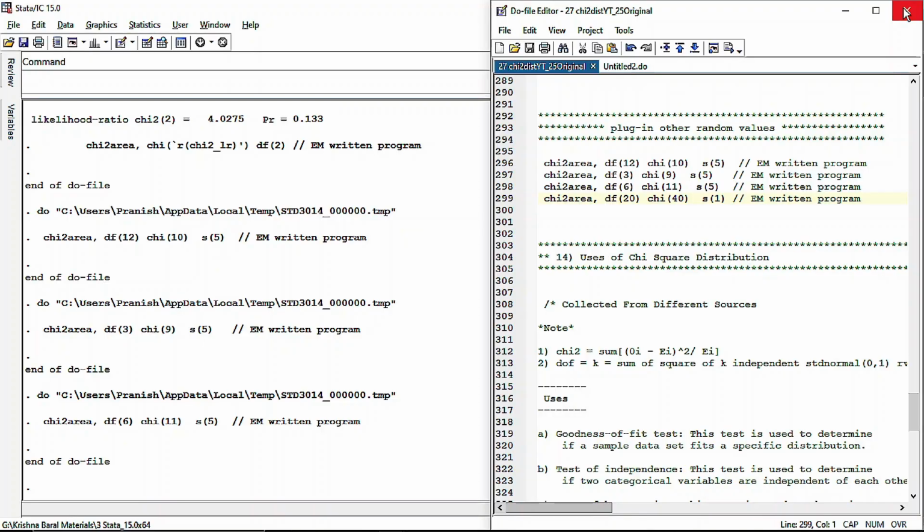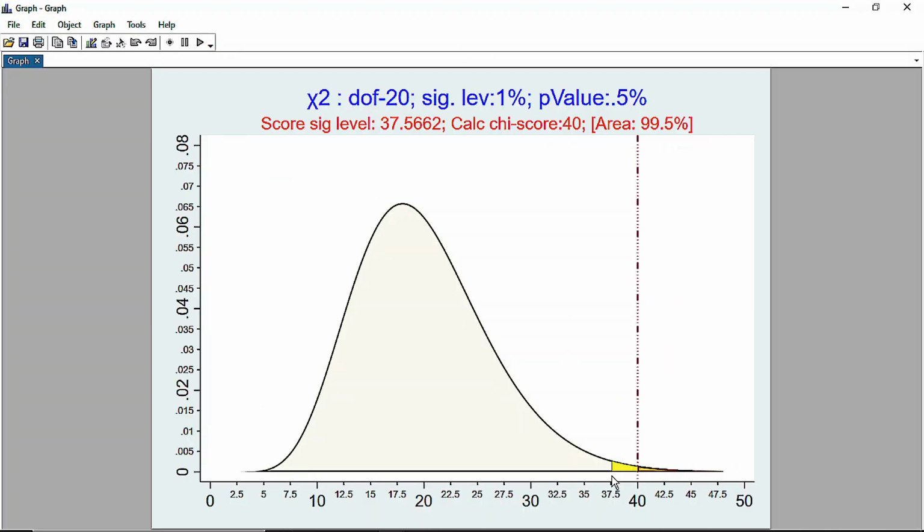Last but not the least, if a certain process follows a chi-square distribution with 20 degrees of freedom and at 1% significance level, can we test that the chi-square score is greater than 40? Seeing the significance level, this time we have taken it to be 1%, and our calculated score has generated a p-value of 0.5%, and from the graph we can outright reject the null hypothesis because the p-value is quite less than our significance level.